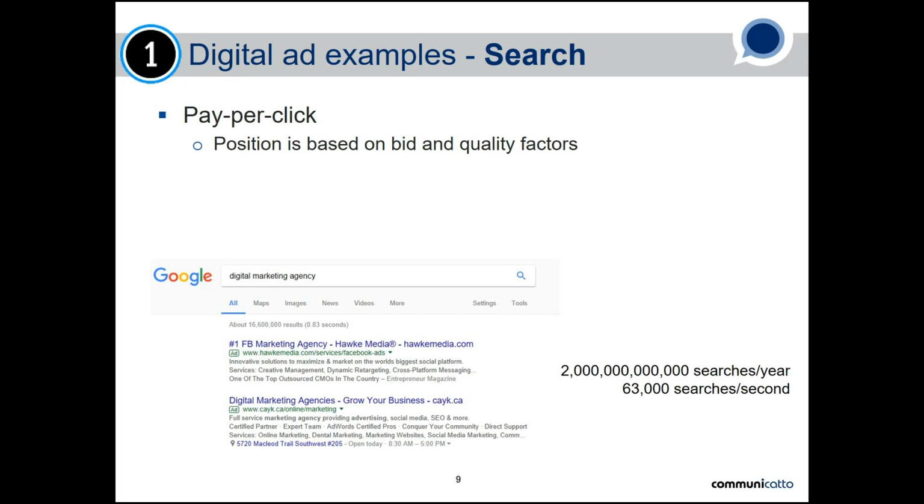Interesting fact: 2 billion searches are done every year on Google. So that's 62,000 searches per second, which is kind of interesting. Popular website, google.com. Display advertising.